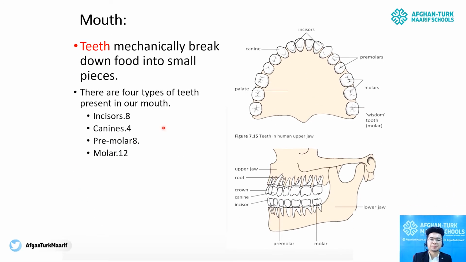First of all, mouth. There are 2 essential organs inside our mouth, which are teeth and tongue. In a normal mature person, there are 32 teeth present inside the mouth, which mechanically break down the food into smaller pieces. There are 4 types of teeth present inside our mouth, which are incisors, canines, premolars, and molars.